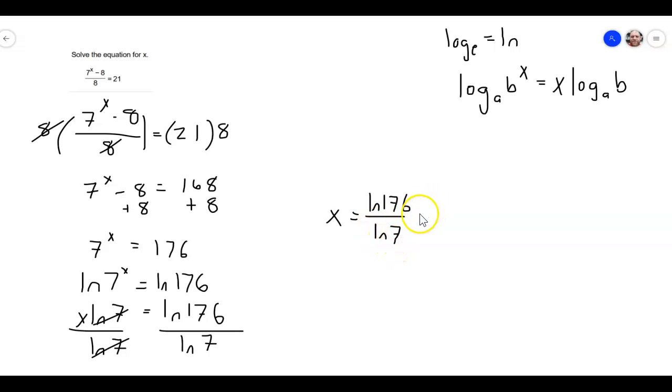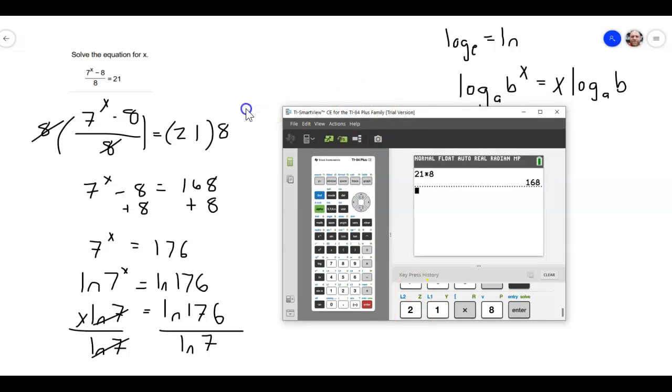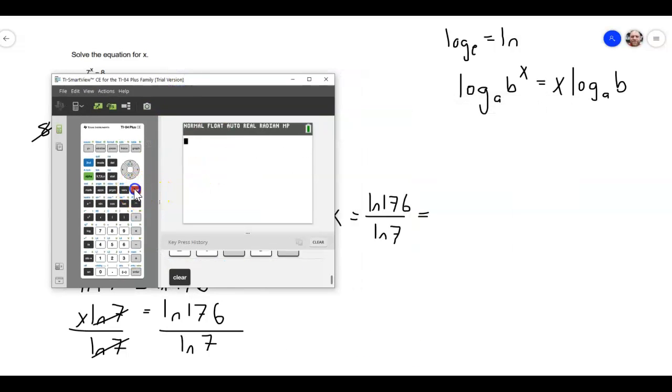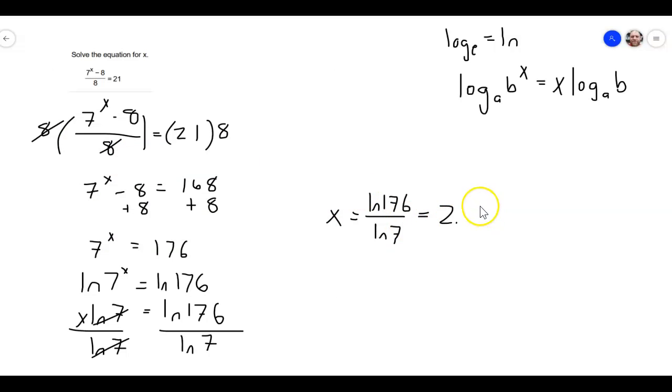This is definitely going to be some kind of irrational number. Let's go out 4 decimal places because that's what my math lab is asking. So if I do that, I'm going to say the natural log of 176 divided by the natural log of 7. And that's going to equal 2.6571. And that is your final answer.